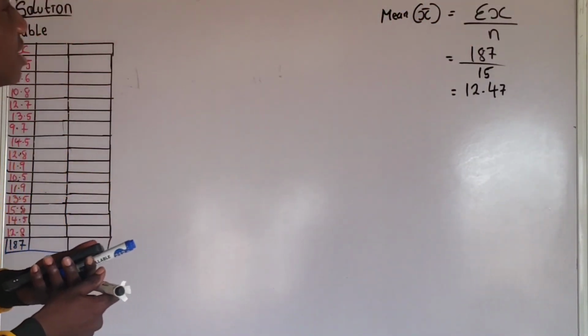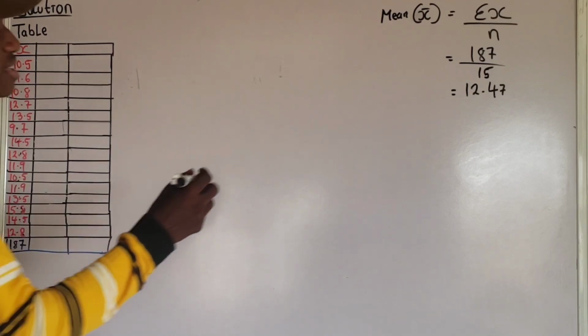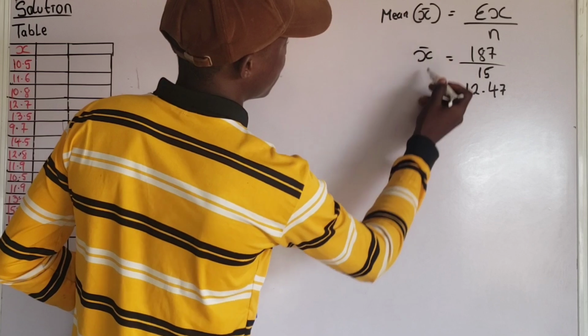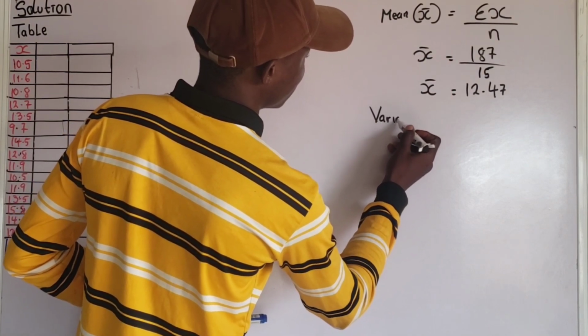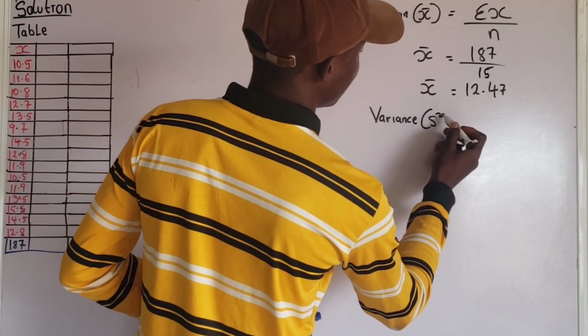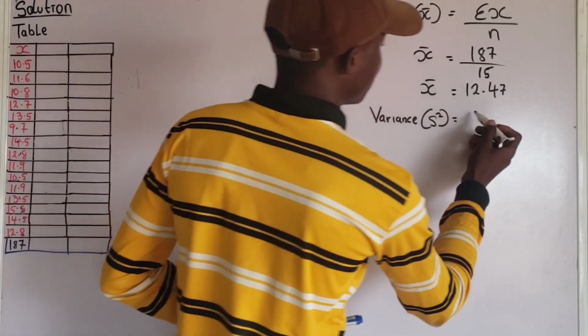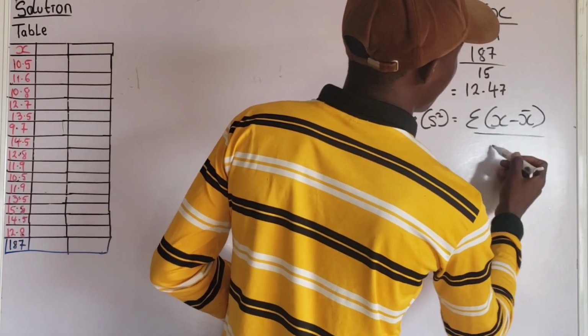Now, we have gotten the mean value. Let's proceed to the next question. We are asked to determine the variance. Now, how do we calculate the variance? The variance is given by this formula: s squared equals summation of x minus x bar, squared, all over n minus 1.